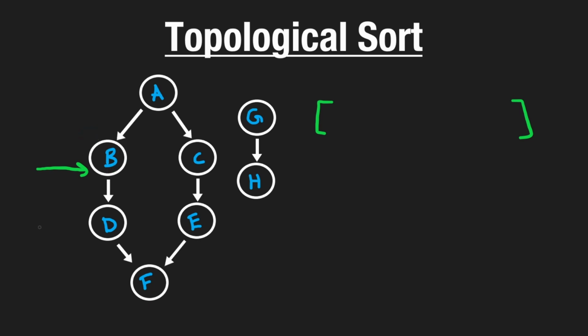So first we would run DFS on its neighbor, D, then we'd run DFS on its neighbor, F, and then F does not have any neighbors. So we would add F to the output, then pop back to D, add D to the output, pop back to B, add B to the output, and then we're done.